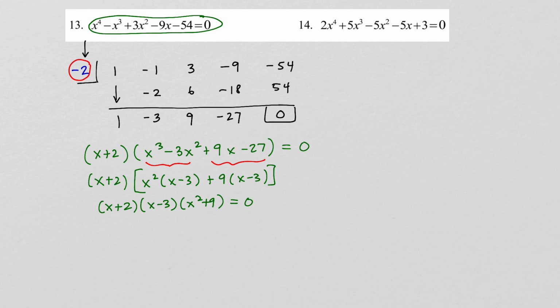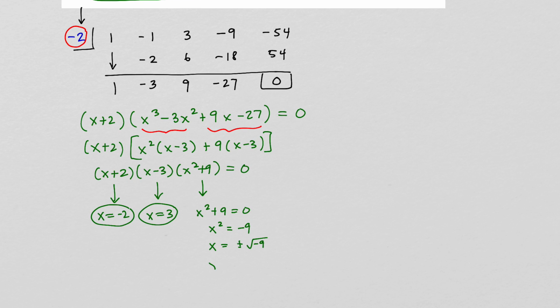So now I have this pretty much factored, not completely factored, but almost completely factored. Setting this factor equal to 0, we're going to get negative 2. Of course, we already knew that. Setting this factor equal to 0, we're going to get positive 3. And the last solutions are going to come from setting x squared plus 9 equal to 0, which we can solve by subtracting 9 and then taking the square root. And of course, this gives us x equals plus or minus 3i. So we have 4 solutions to this equation.